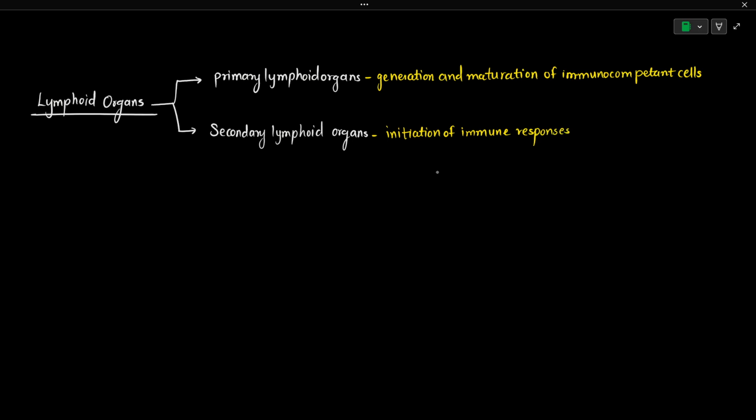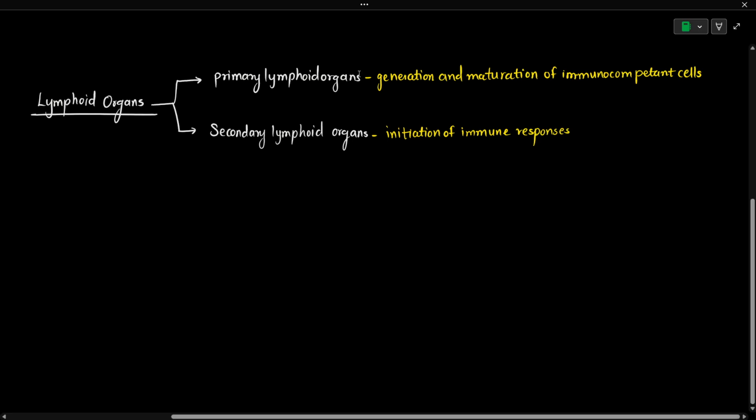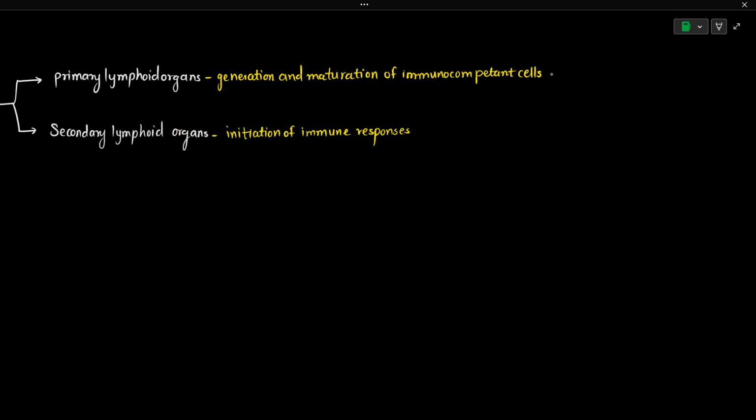The organs which are recognized as primary lymphoid organs are the bone marrow, because in the bone marrow, hematopoietic stem cells give rise to the immunocompetent cells, the B cells and T cells, where the T cells are not matured and go to the thymus for maturation, and that is why they are referred to as T cells, because T belongs to the thymus, right? So the bone marrow and thymus are both primary lymphoid organs where the generation and maturation of immunocompetent cells is seen.